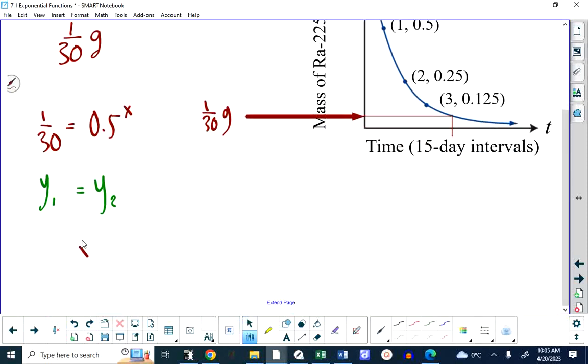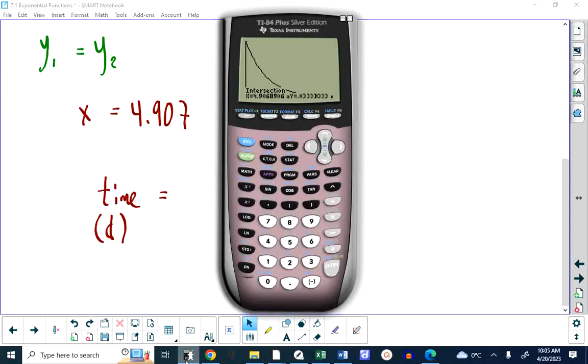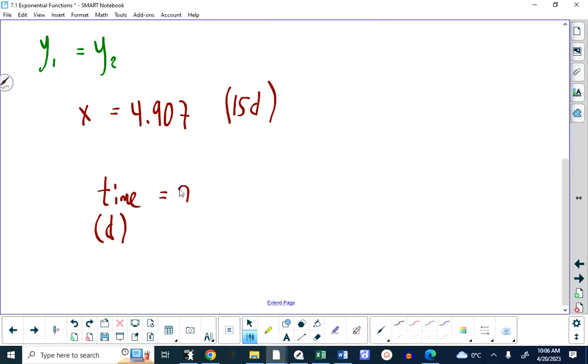So t, x, whatever you want to call it, I guess I'm going to stick with x because I had x up here in my equation. I've got t on the graph, it doesn't matter, is 4.907. 4.907 what? 15-day intervals. So to find out how many days, we're going to have to multiply that number by 15. So the actual time in days is going to be 73.6 days. Of course, you could solve this whole question without even thinking about the 15-day intervals by building a physics 30 equation.